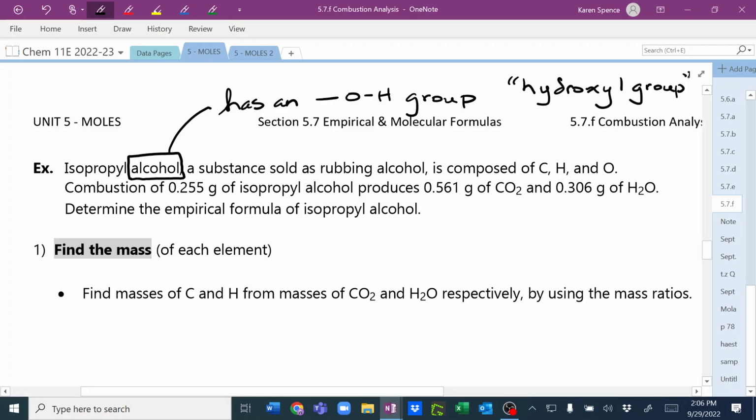It is a substance sold as rubbing alcohol. It is composed of carbon, hydrogen, and oxygen. Combustion of 0.255 grams of isopropyl alcohol. So our isopropyl alcohol is going to be C something, H something, O something, and we just don't know what yet.